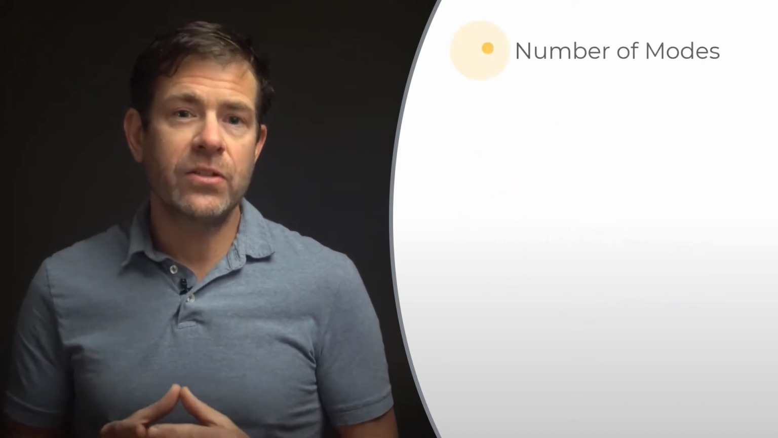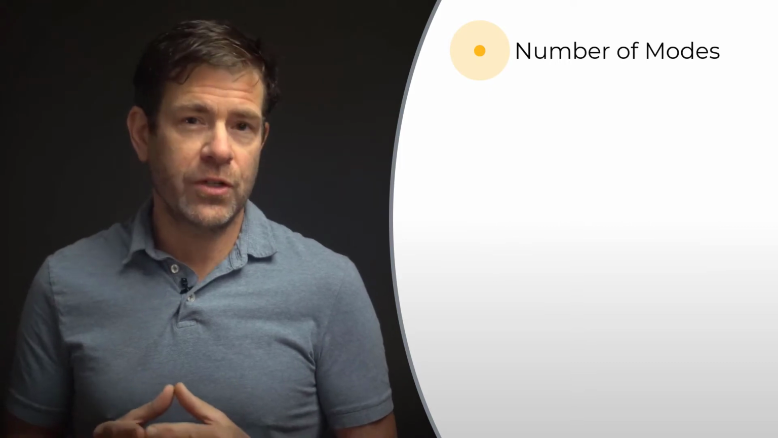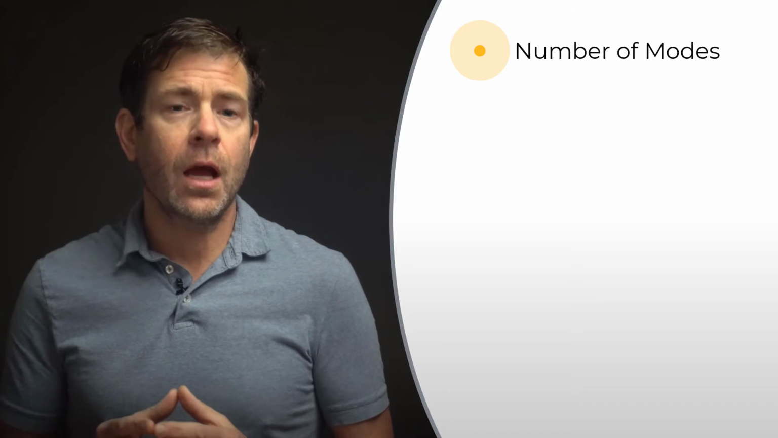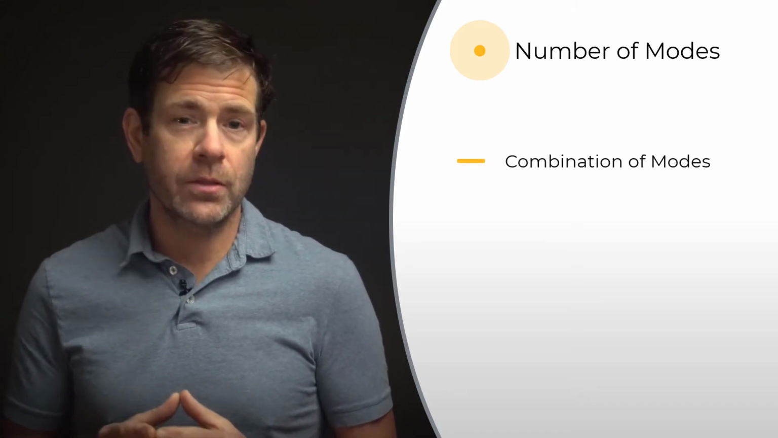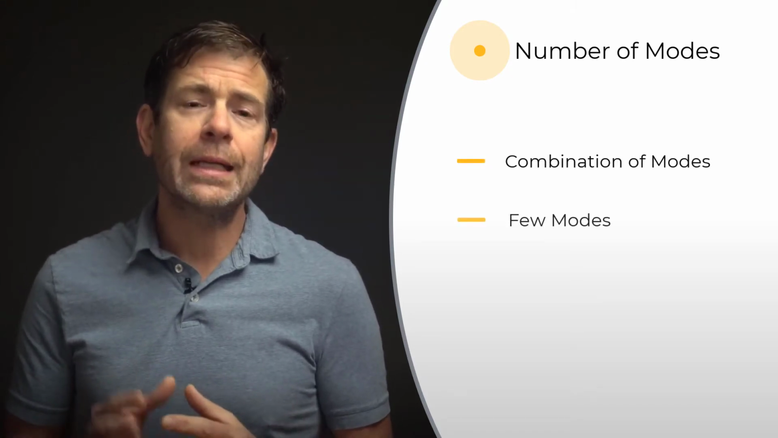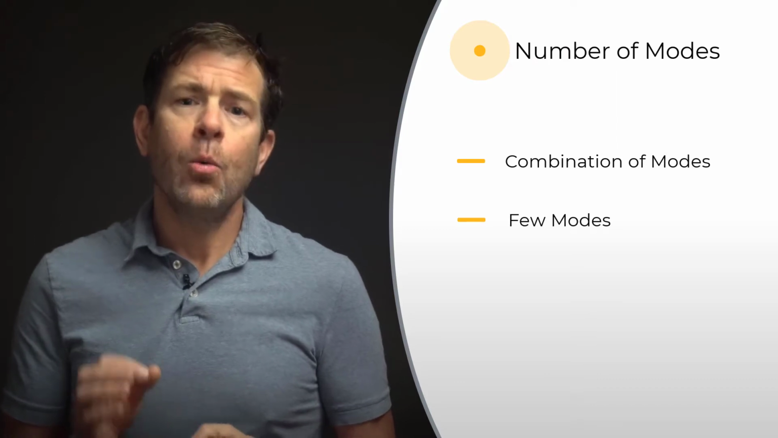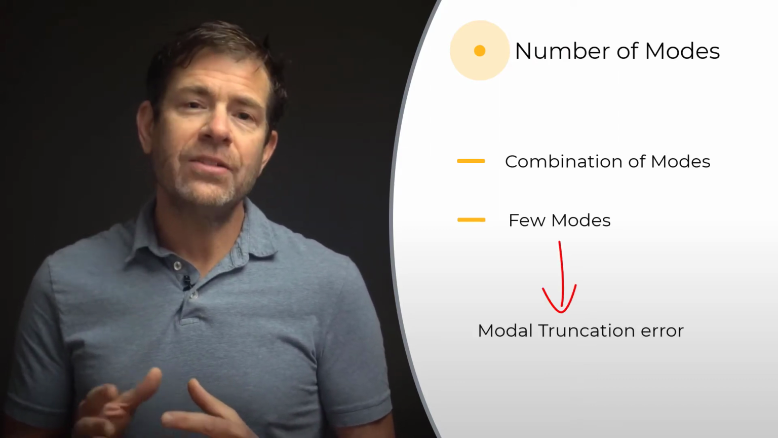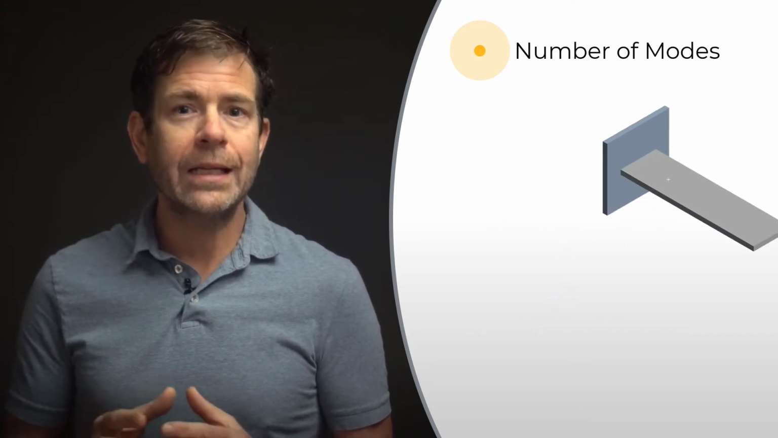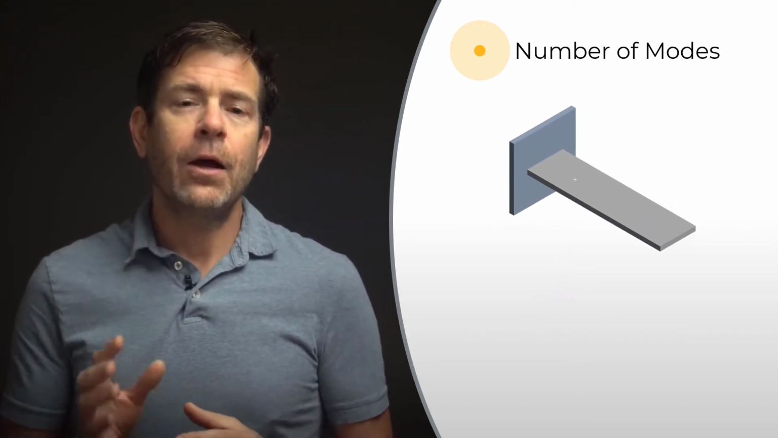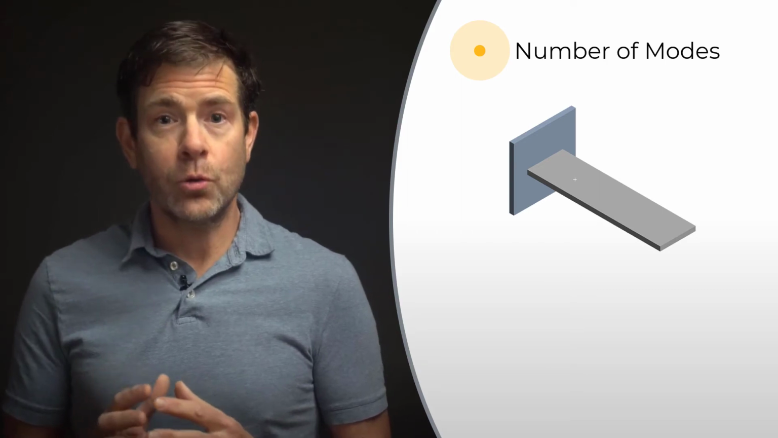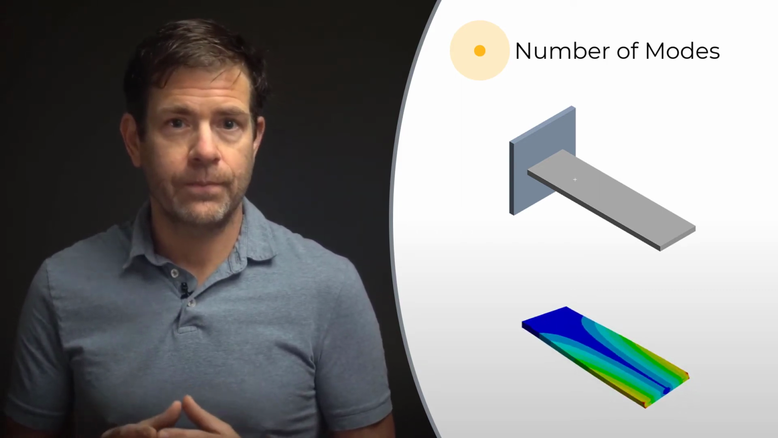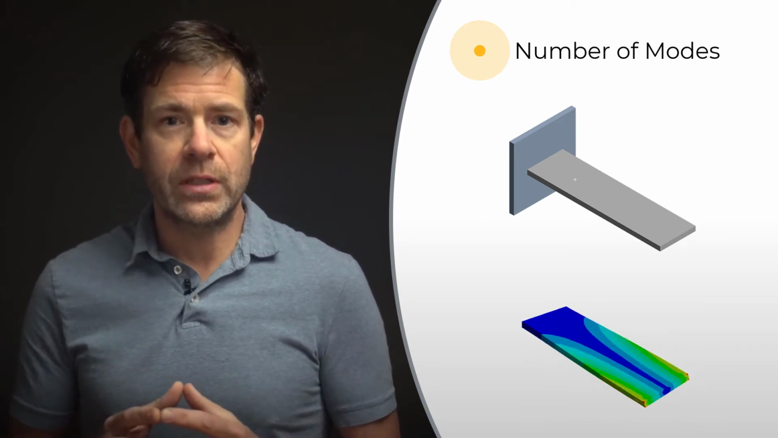Our second key consideration is the extraction of a sufficient number of modes. The mode superposition method relies on the combination of modes to capture the response. Too few modes and we cannot accurately capture it. When this happens, we refer to it as mode truncation error. Let's use a cantilever beam for a quick illustration of this concept. Now imagine I extract just a single mode of the torsion mode shape from the modal analysis that looks like this. We can see the beam is twisting.